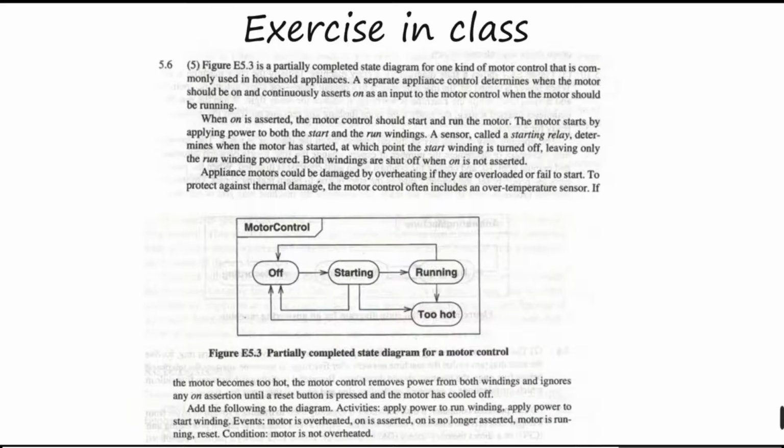A sensor called a starting relay determines when the motor has started, at which point the start winding is turned off, leaving only the run winding powered. Both windings are shut off when on is not asserted.